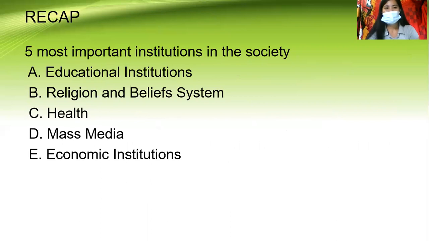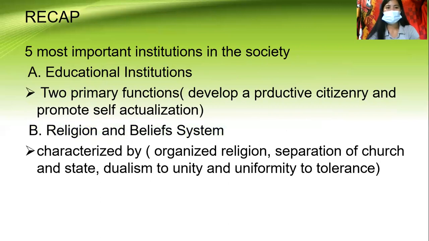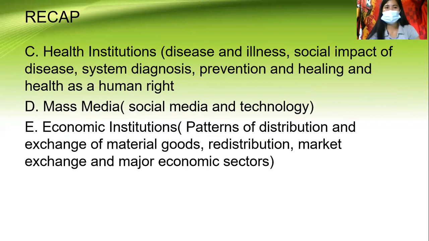Okay, so earlier we talked about the 5 most important institutions in the society. So the educational institutions, religion and belief system, health and mass media, and economic institution. So under educational institution, we discussed about the 2 primary functions, which is to develop a productive citizenry and to promote self-actualization. So in religion and belief system, which is characterized by the organized religion, separation of church and state, dualism to unity, and uniformity to tolerance.